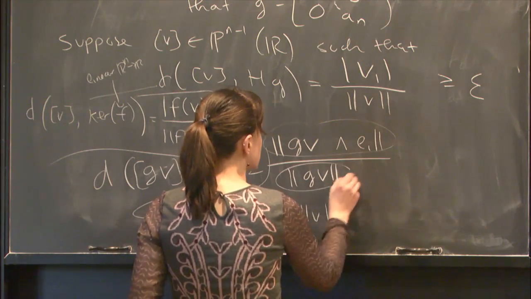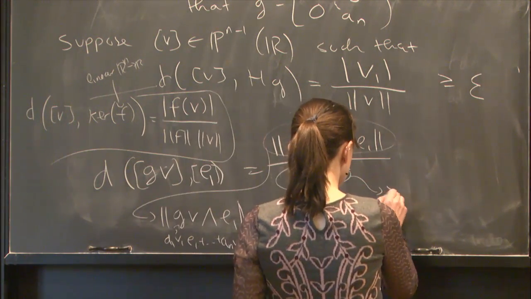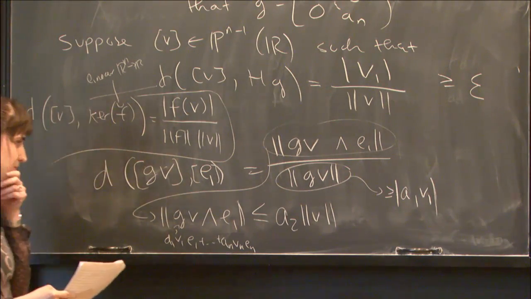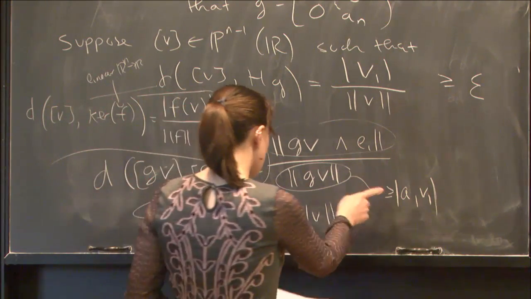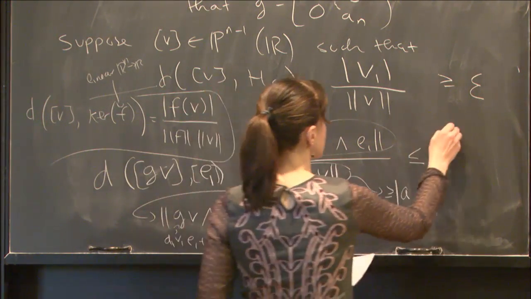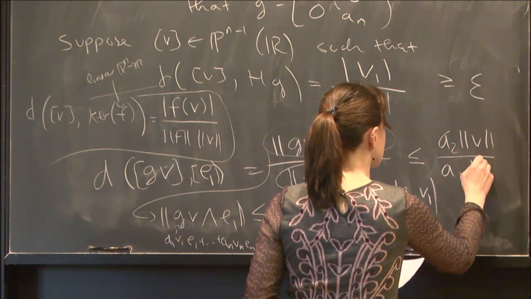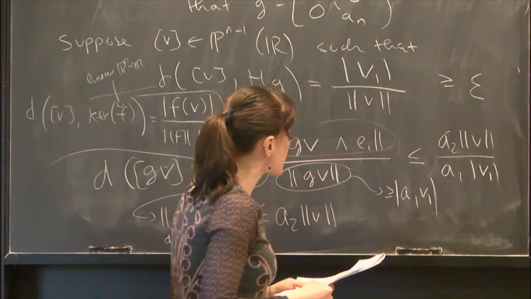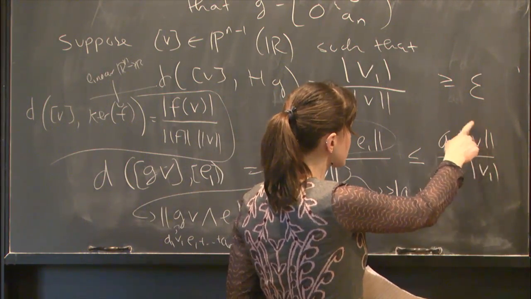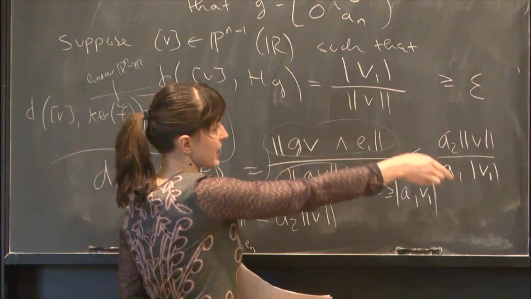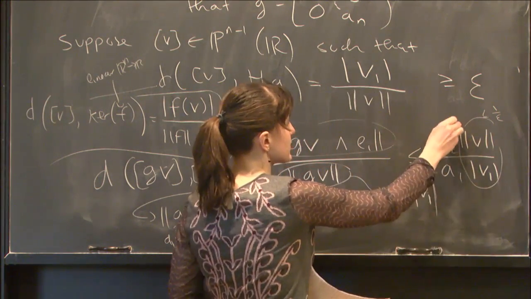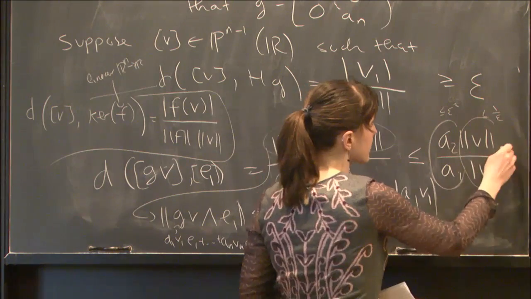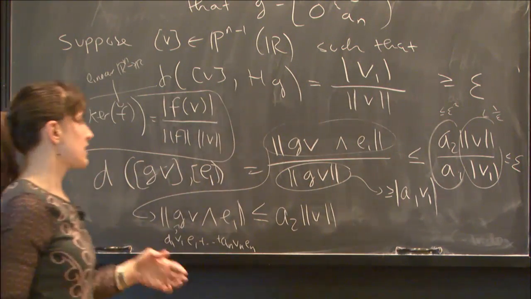So this is bounded above by a2 times the norm of v. Similarly, the norm of gv is greater than or equal to a1 v1 in absolute value. These are pretty routine things to check. Combining these two, you get that this is less than or equal to a2 times norm of v over a1 times the absolute value of v1, where a1 and a2 are both positive, we can assume. Now, this norm v over v1, we know is greater than or equal to epsilon, so this part is less than or equal to 1 over epsilon. And this part, by what we have assumed up there, is less than or equal to epsilon squared. So altogether, this is less than or equal to epsilon. Okay, so that's the proof of that.